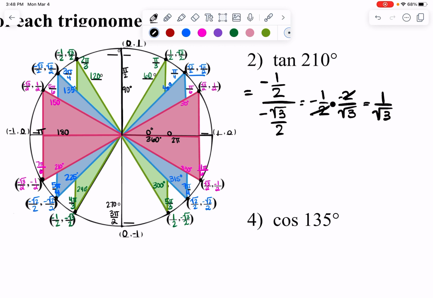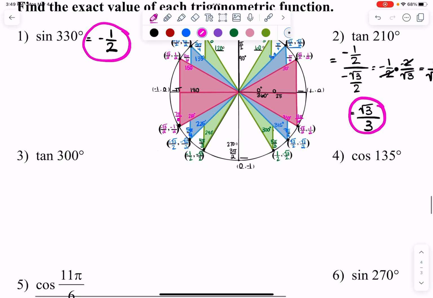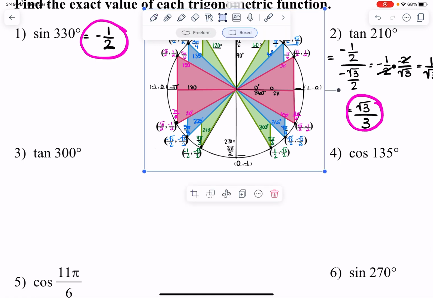But we cannot leave the square root of 3 in the denominator. No radicals can be in our denominator, so we have to rationalize it by multiplying everything by the square root of 3. So 1 times the square root of 3 is the square root of 3, over 3 times 3, which would be the square root of 3 times the square root of 3, which is the square root of 9, which is 3. And that is our solution. So we just use our unit circle to answer these. We're going to look at a few more examples.